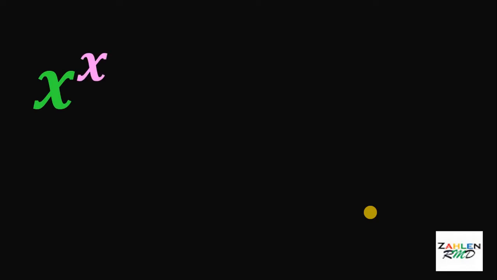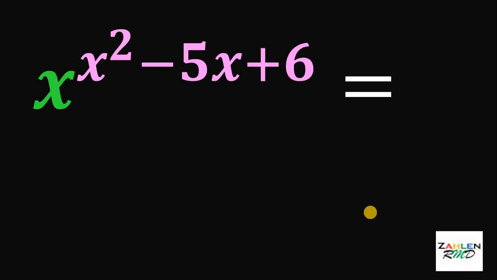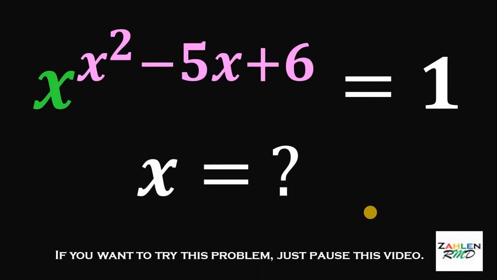Here's the question. We have x raised to x squared minus 5x plus 6 equals 1. And the question is, what are the possible values for x? Now, if you want to try this problem, just pause this video, and if you're ready, here's the solution. And I hope you pause this video. Now let's see if you got the correct answer. Now let's answer this question together.